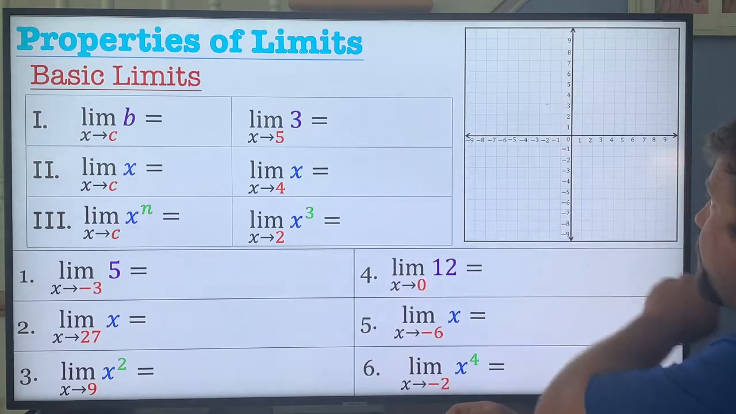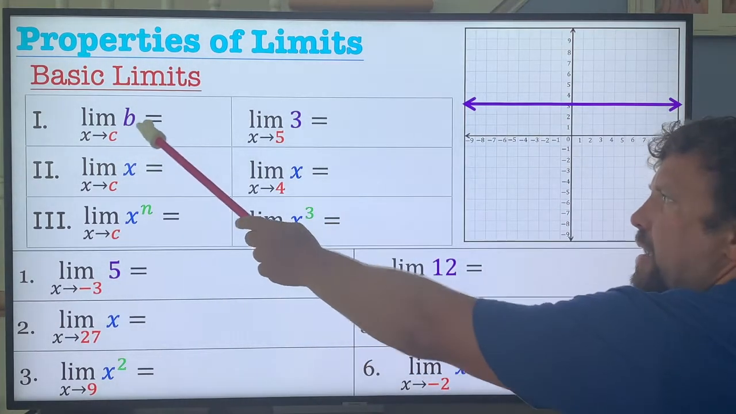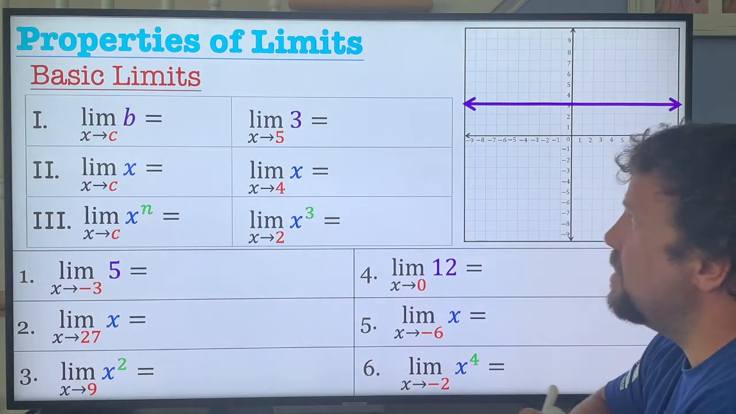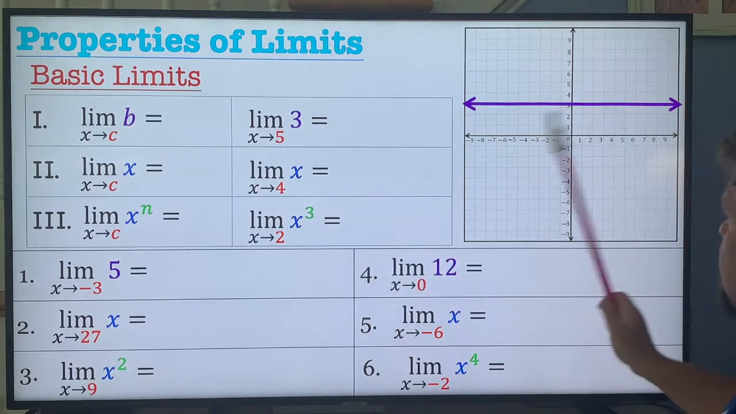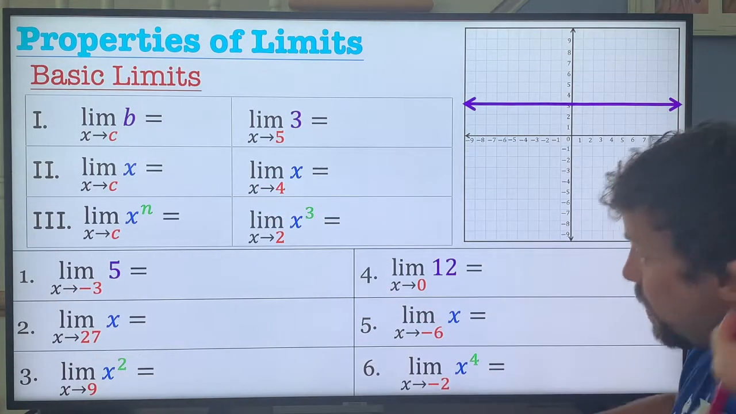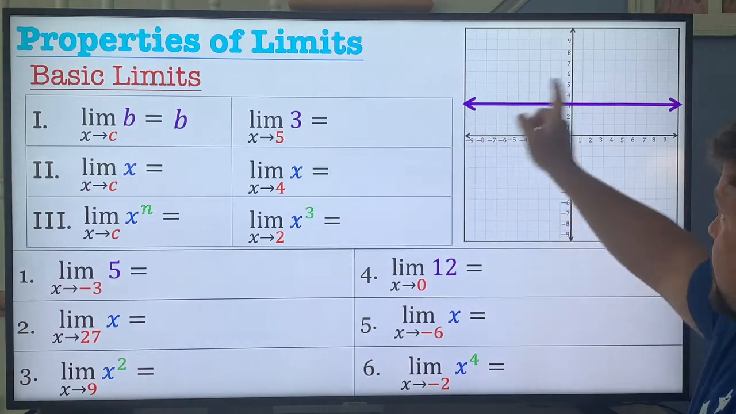Well, let's look. If I graph 3 on this line, 3 is a horizontal line, right? Any constant is a horizontal line. So what do you think the limit of a horizontal line is? X approaches any number on this line. Go on, yell it out. Come on. It would be b. Okay? It's itself.